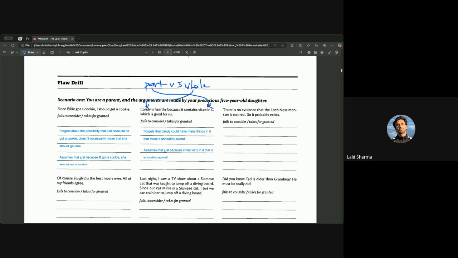If vitamin C is the part, candy is the whole, what do you think in general terms? What do you think the mistake here is that this person is making? Saying that one thing is good enough for it to be considered healthy. Yeah, so just one part of candy is healthy, so then candy is healthy overall? No, not necessarily, right? Exactly.